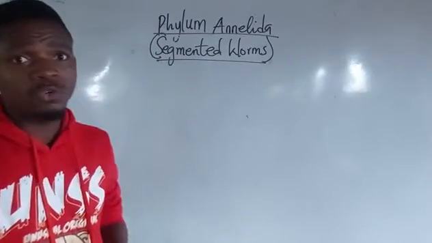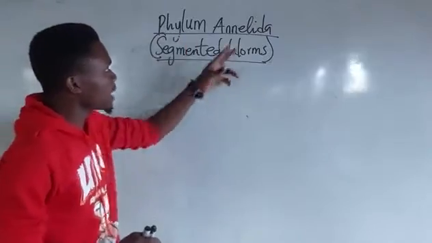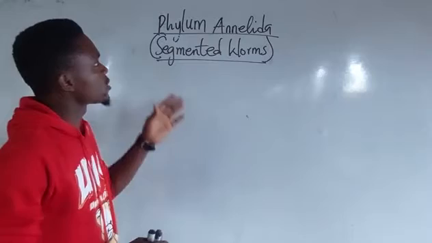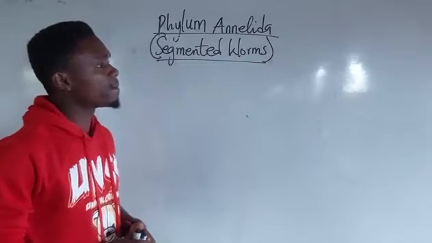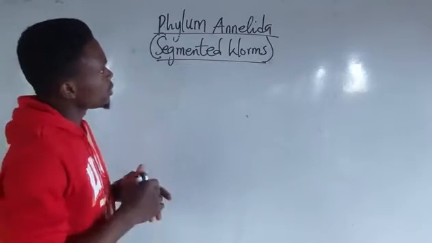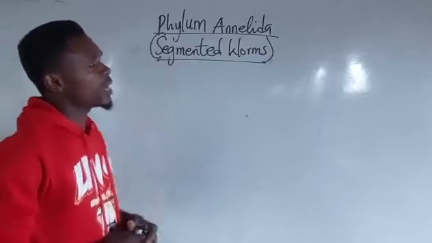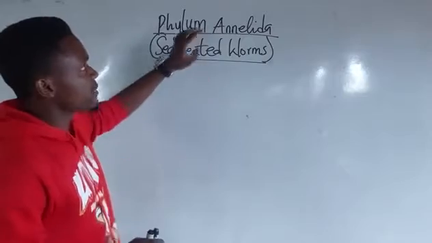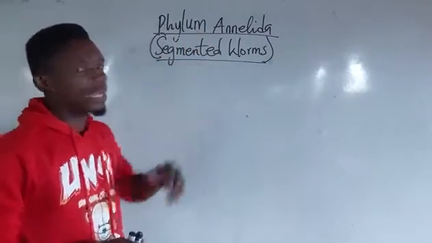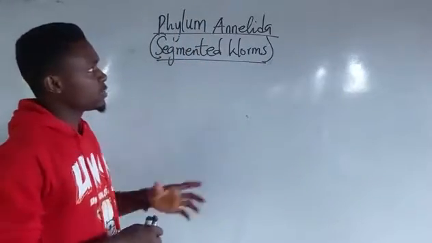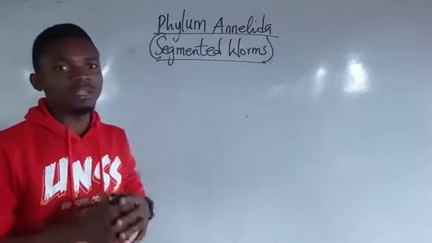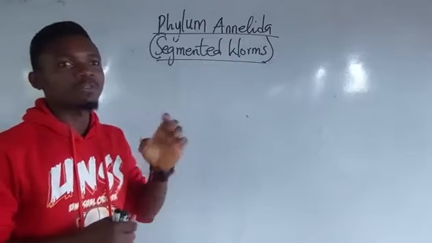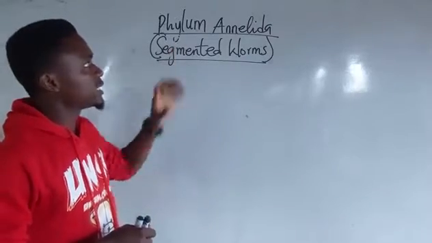In today's video, we shall be discussing Phylum Annelida. In our previous class, we discussed Phylum Nematoda. So in today's class, we shall be discussing Phylum Annelida. The worms found in this phylum are called segmented worms. I shall be giving you the general features or characteristics of these worms, and of course, the four classes that are found in this phylum.